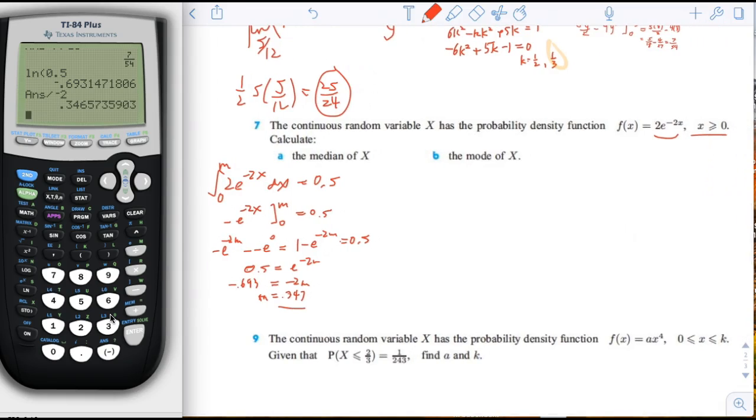The answer to B, which is the mode of x, okay, so if you have the function which is 2e to the negative 2x and you graph it, you'll see this exponential function that looks like that. We know that the area we're interested in is x greater than or equal to 0. The mode occurs here at the leftmost point, so the mode of x is equal to x equals 0. And that's it. That was an easy part B.